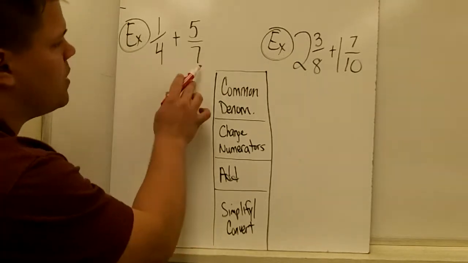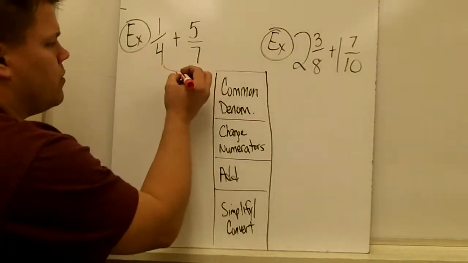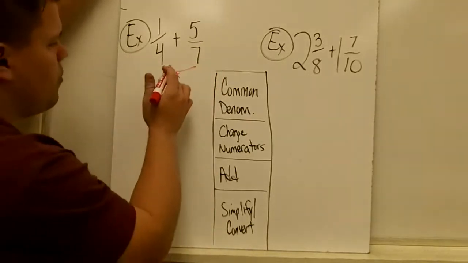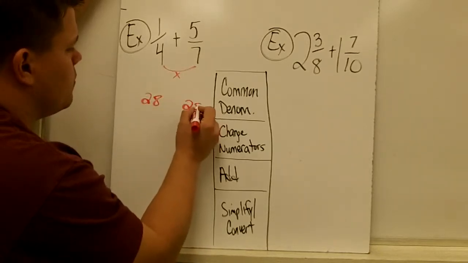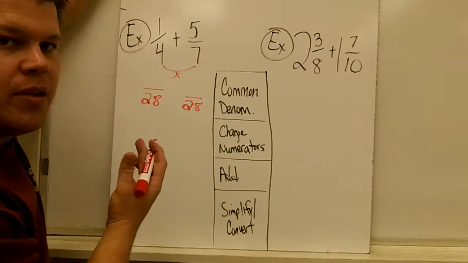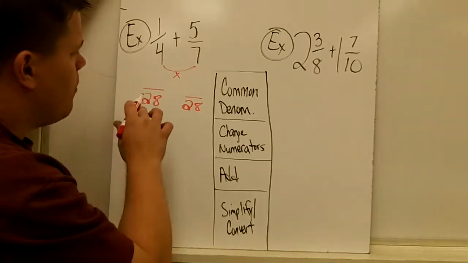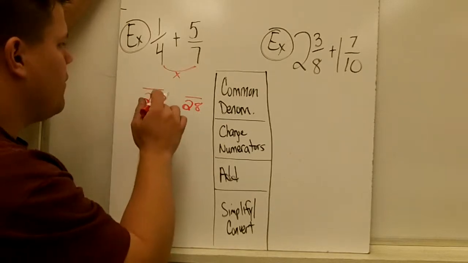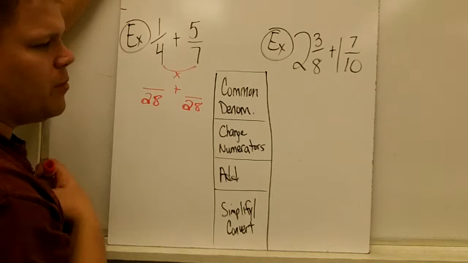I see that I have 4 and 7. And when I look at 4 and 7, I like to think to myself, well, if I multiply those, hold this up, if I multiply those, I will get 28. And that looks like a good common denominator, and actually it is the least common denominator. Now by doing that, I have left myself 2 blanks for my numerators.